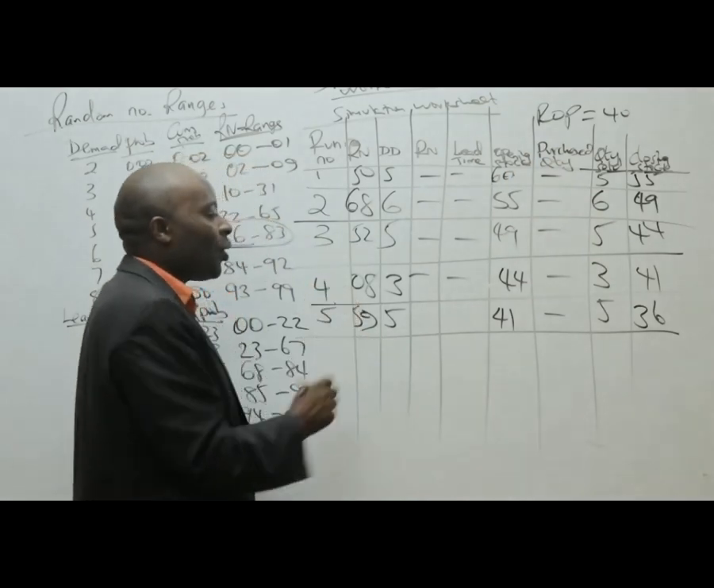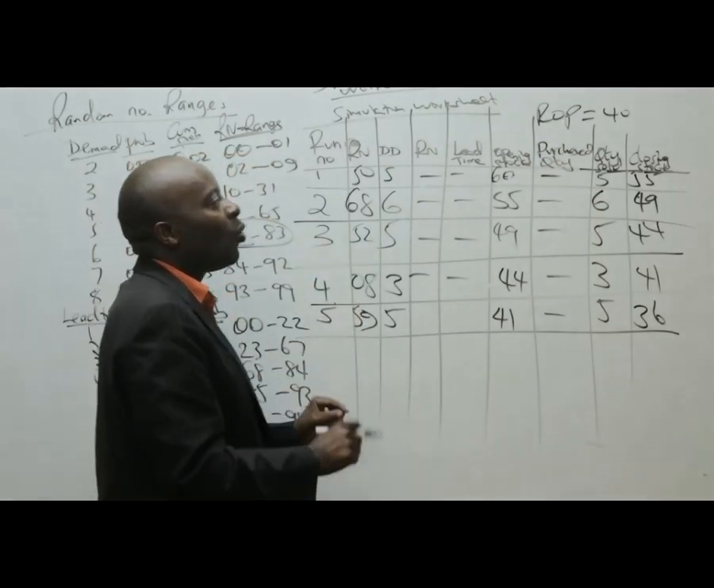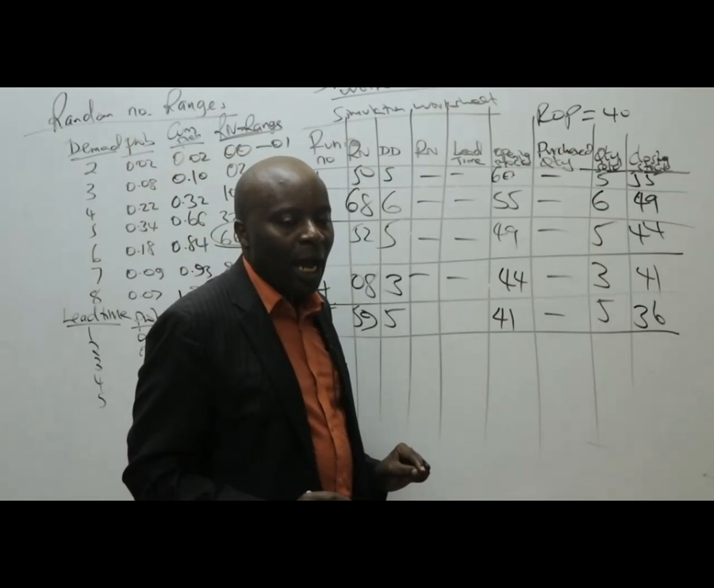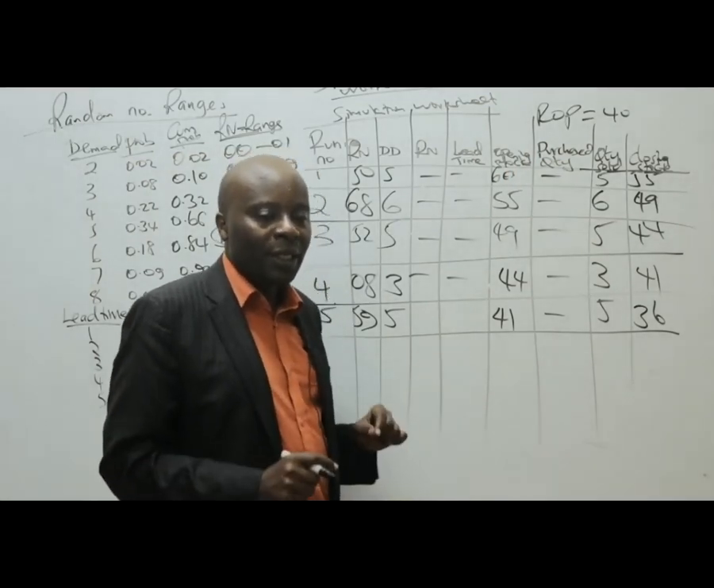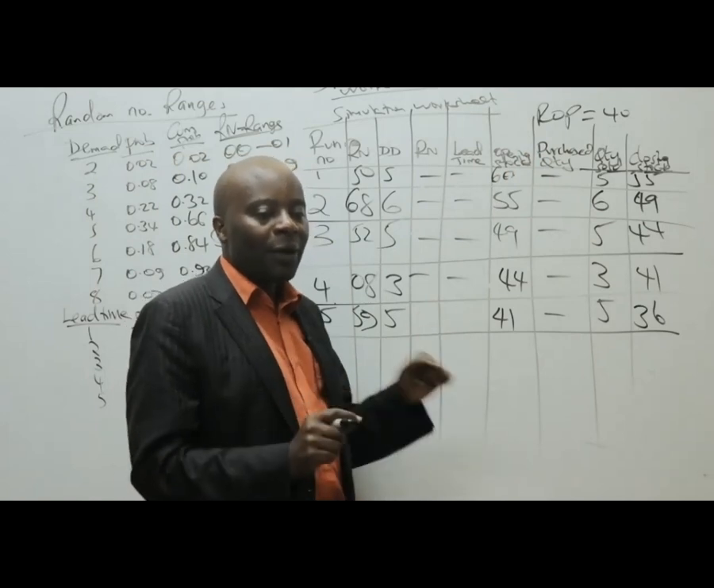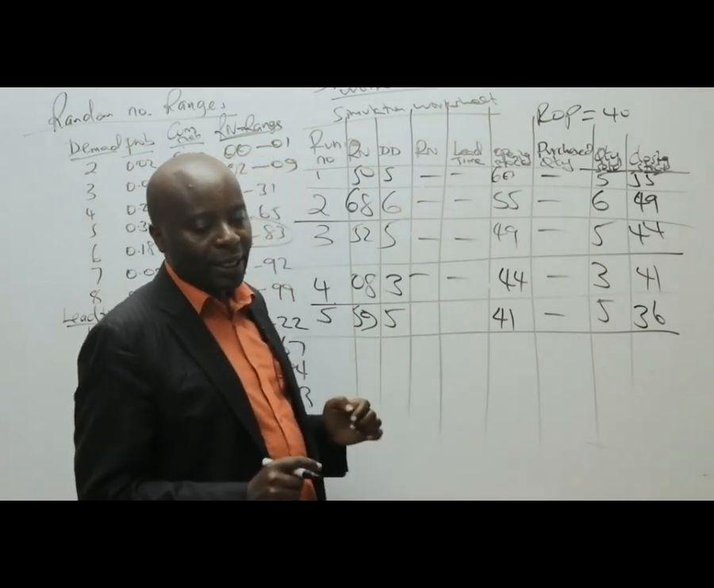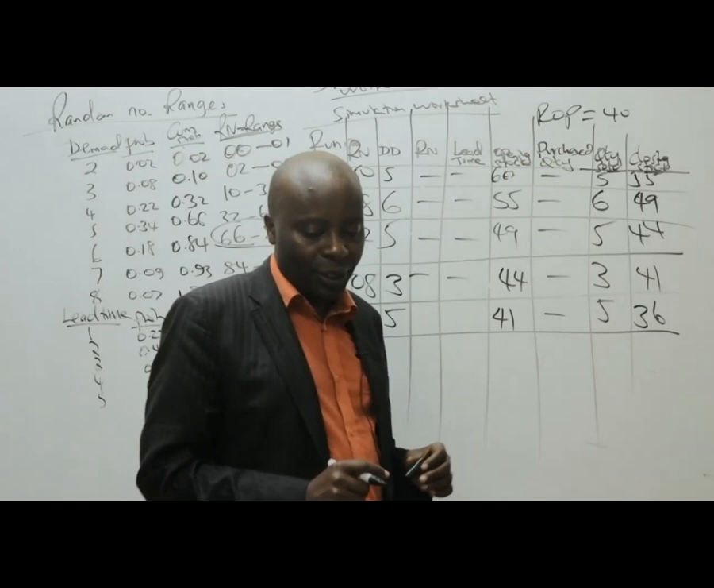So if we place an order, then I would want to know how long this guy will take to deliver. This is lead time, and lead time is probabilistic, meaning that I would need some random number. What is the next random number, somebody?